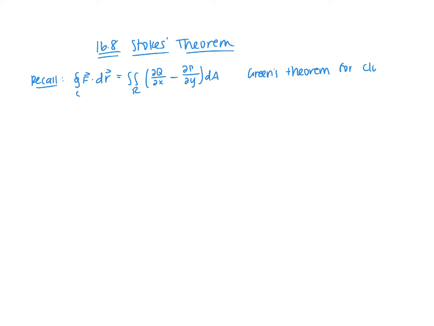Green's theorem, we have to have a closed curve, and that curve is on the xy plane. So if you remember, both q and p are functions of x and y. And this symbol means that we have a line integral with positive orientation.